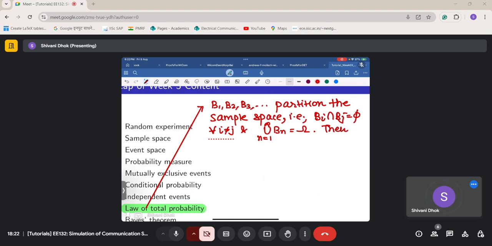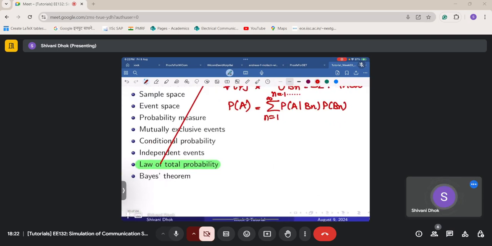Then we can write probability of A as summation n running from 1 to infinity probability of A given Bn into probability of Bn. This thing is known as the law of total probability. And then we have this thing which is known as the Bayes theorem.